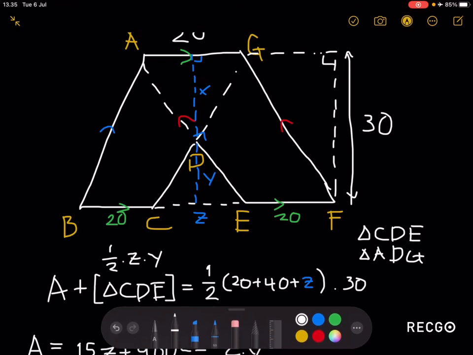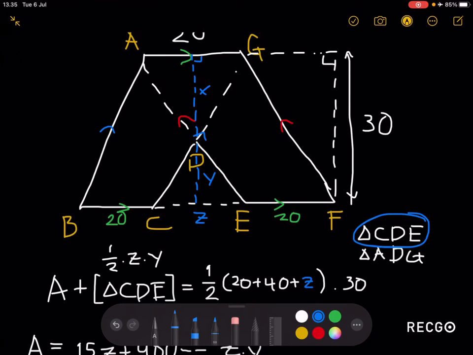Well, notice that the triangle CDE is similar to triangle ADG, and I'll leave you guys to check that. So what this tells us is that any corresponding sides of these two triangles, for example, this side and this side, or this side and this side, must share the same ratio. So we can say that z over 20 is equal to, well, now we ran into the problem because we don't really know the side lengths of AD or DG or CD or DE.